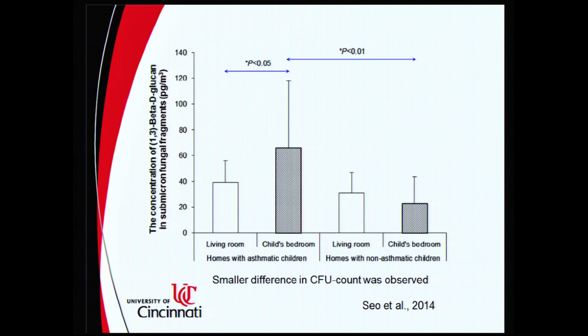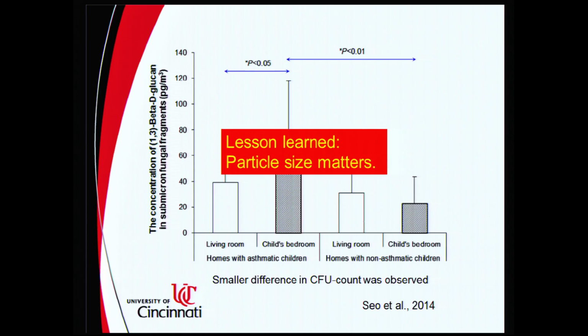And I will show another study here from Korea, Seo et al. They used a NIOSH-developed two-stage sampler to differentiate beta-glucan in the fragment size range, and they showed that the fragment concentration in homes of asthmatic children was higher than in non-asthmatic children. So the lesson learned here is that particle size matters.